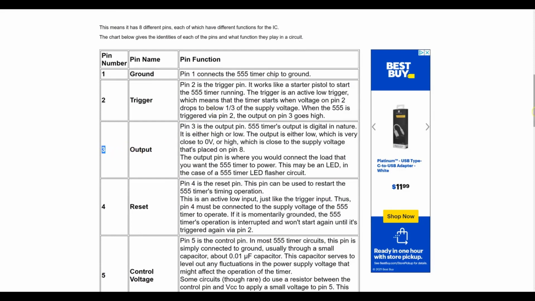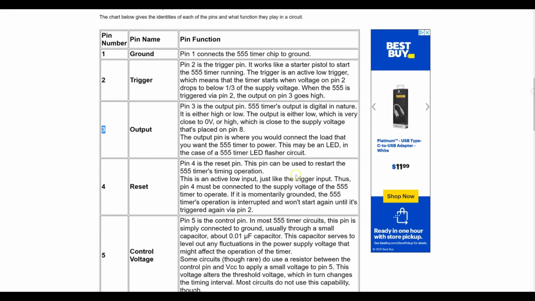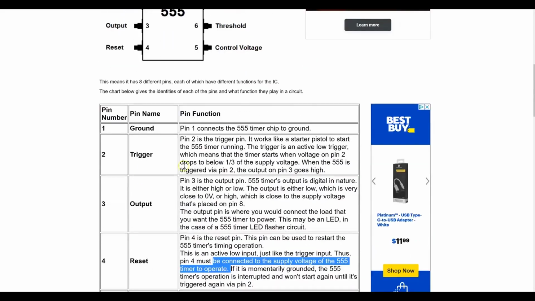Pin number 3 is the output pin. It's only going to generate 0 volts or whatever the power supply value is. So if it's 6 volts, it's going to generate either 0 volts or 6 volts. Pin number 4 is the reset. Reset is also active low, just like the trigger input. This needs to be connected to the supply voltage of the 555 timer to operate. So pretty simple: you just supply the supply voltage here and short it to pin number 4.